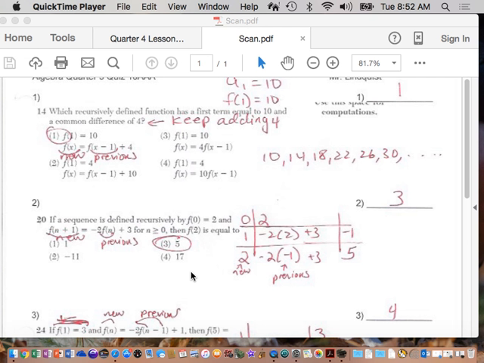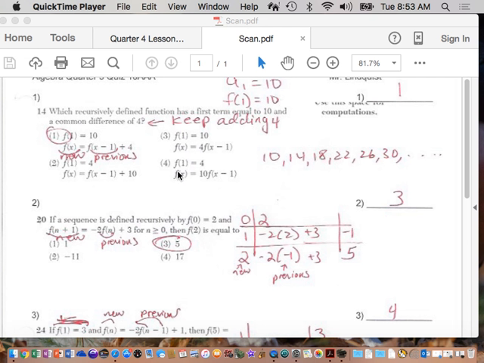So these questions talk about sequences and ways to define sequences and so on. The first question says, which recursively defined function has a first term equal to 10 and a common difference of 4? Now, if I was to write that out, the first term is 10, and the next one goes up by 4. So 10, 14, 18, 22, 26, 30, and so on. One way to do this is to look at the choices and see which of the choices accurately, if you follow the function rule, get you from number to number to number.